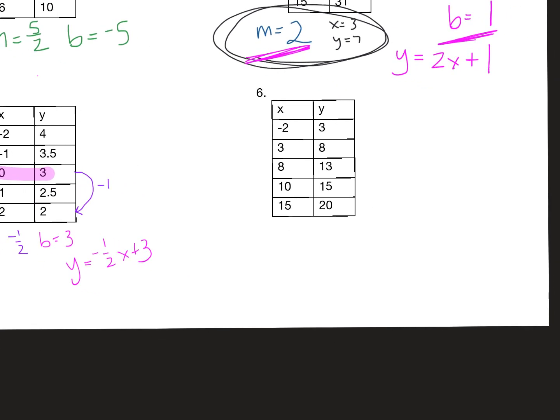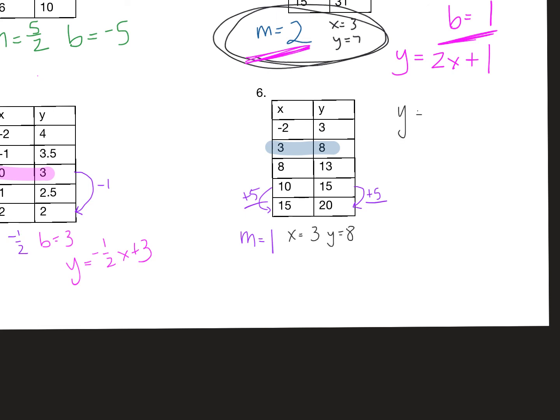Okay, and my last one. I need a slope. Again, it doesn't really matter where I go from. I think I like the 15 to 20, that's adding 5. And from 10 to 15, that's also adding 5, which makes my slope 5 over 5, which equals 1. Now I don't have a b. It's not given to me. So I just need to pick a line in this chart. It doesn't matter which line. I'm going to pick this one so that my x value is 3, my y value is 8.